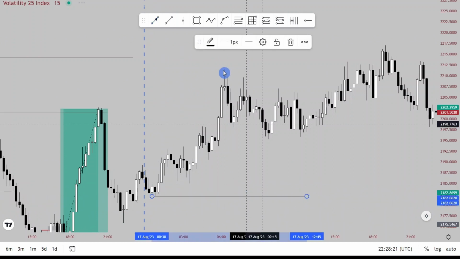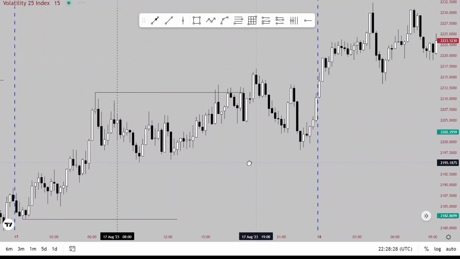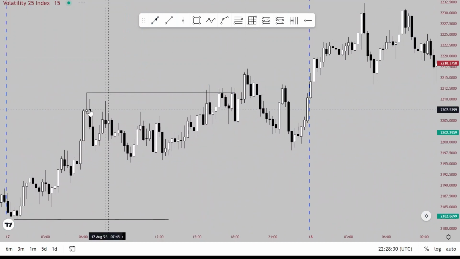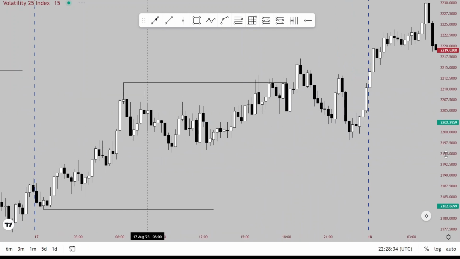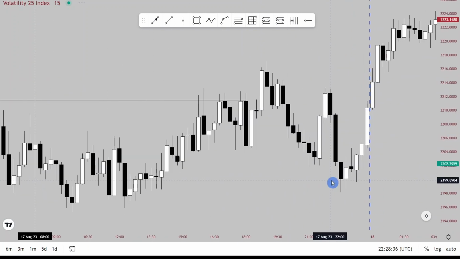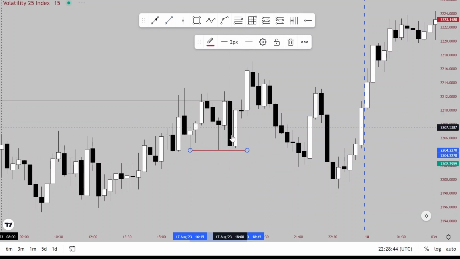Lowest point of the morning, highest point of the morning is here. We are waiting for one side to be raided, and we raided the buy side here. It took a long time for it to be raided, but we raided it. And do we have a market structure shift here? We didn't get any market structure shift. Even if it broke, there was no fair value gap, so no market structure shift here.